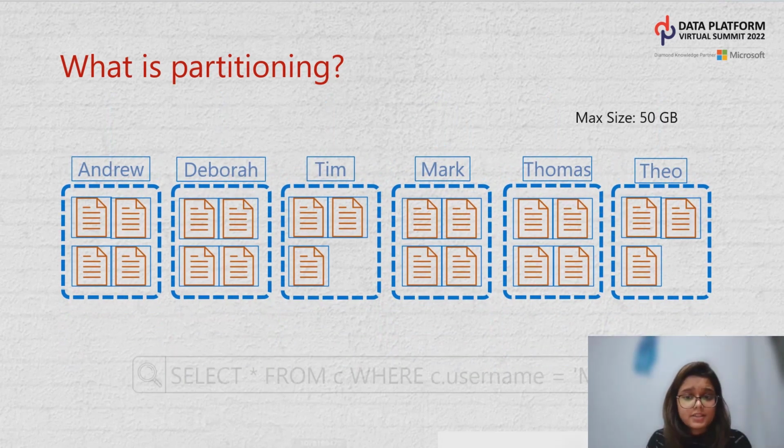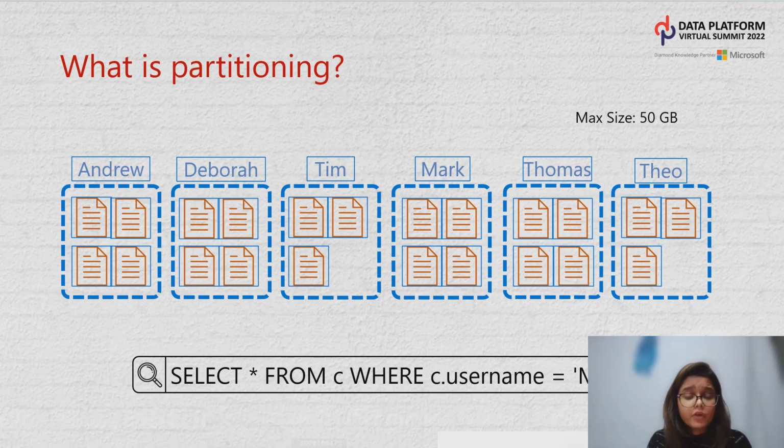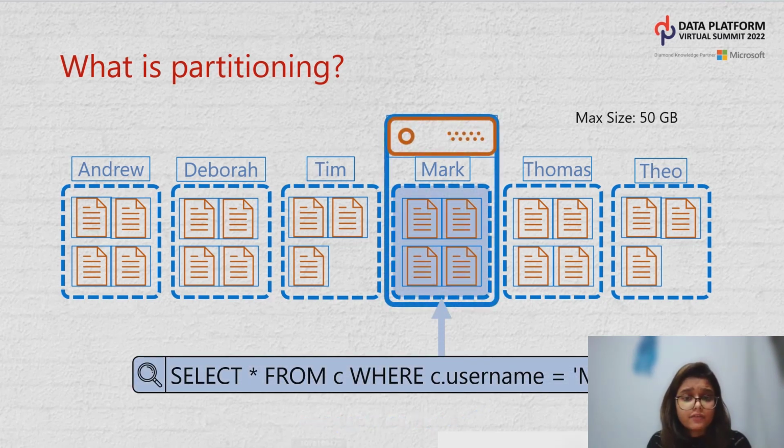So in this case, username is the partition key, and we always query by partition key. So this basically satisfies both our storage as well as throughput scenarios. Whenever we query, we are always touching a single logical partition and in turn a single physical partition. One thing to note here is that one physical partition has a maximum size of 50 GB and it can contain more than one logical partition.